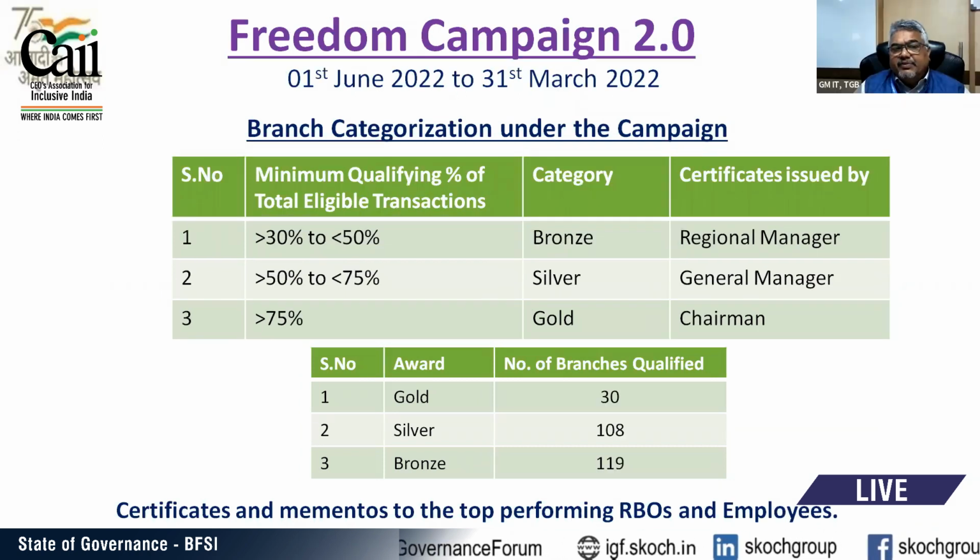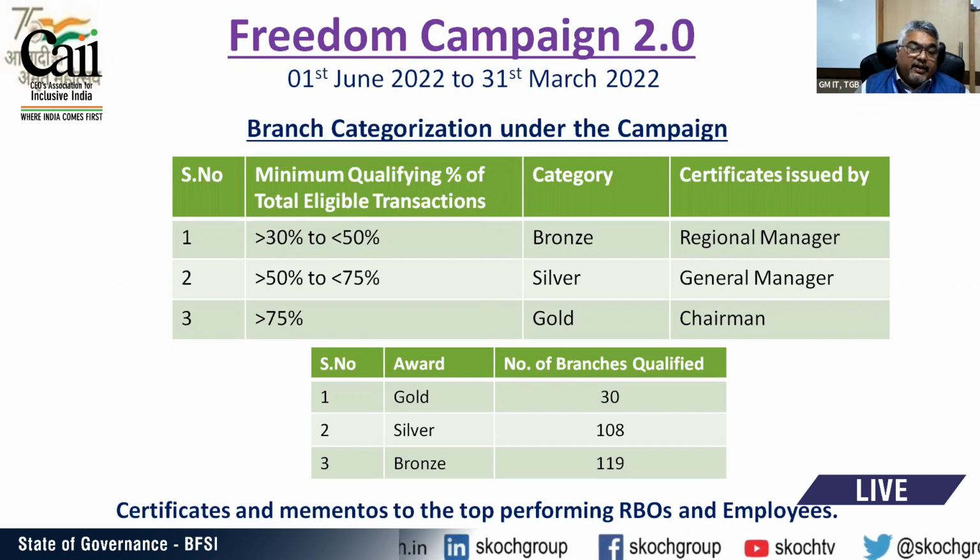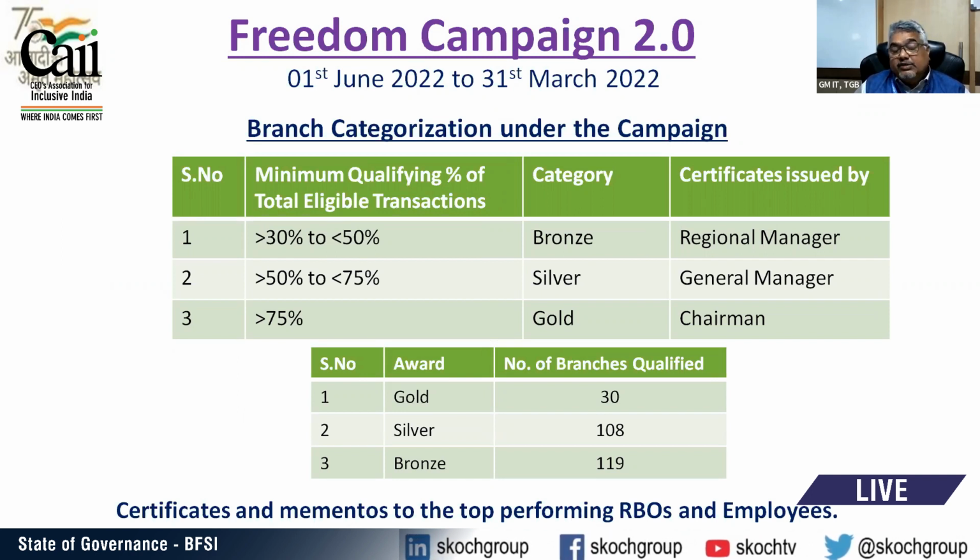Then in the second campaign, which we ran from 1st June 22 to 31st March 22, and it is continuing, sir, we are having 30% to 50%, 50 to 75, and above 75% in gold. We have achieved a total of 30 branches in gold, that is above 75% of all the eligible transactions being routed through this channel. 108 in silver and bronze is 119. We have provided certificates and mementos to the top performing RBOs and employees, sir.